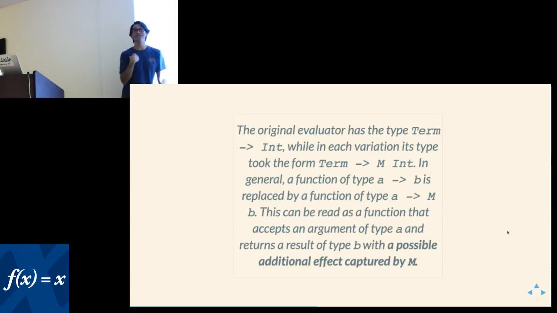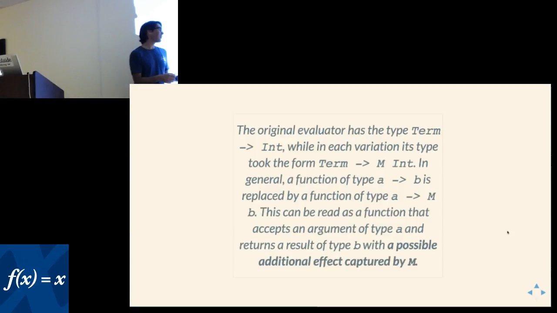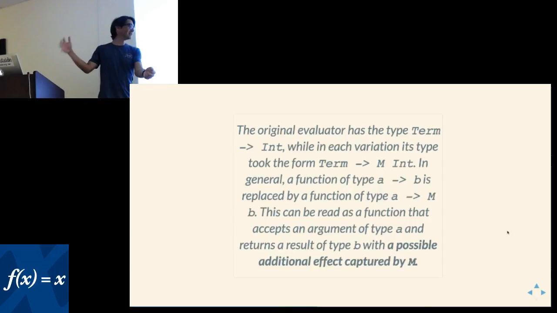And he says, so actually what we're going to do is we're interested in functions. Instead of functions from A to B, we're going to replace those by a function from type A to M B. And so here's how to read this, he says. This is a function that accepts an argument of type A, and it returns the result of type B with a possible additional effect captured by M.